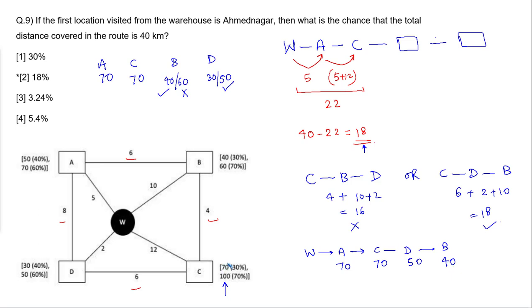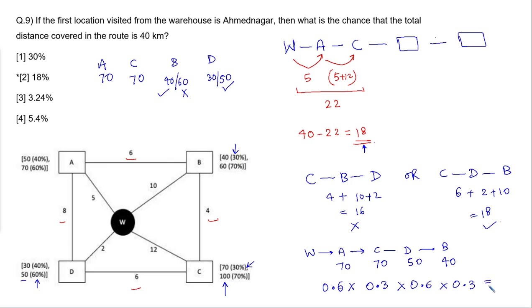So the probability that the requirement at location A is 70 is 60%, that is 0.6. At location C, the requirement is 70, the probability of that is 30%, 0.3. At location D, the requirement is 50, the probability of this event is 60%, 0.6. And at location B, the requirement is 40, the probability for that is 30%, 0.3.